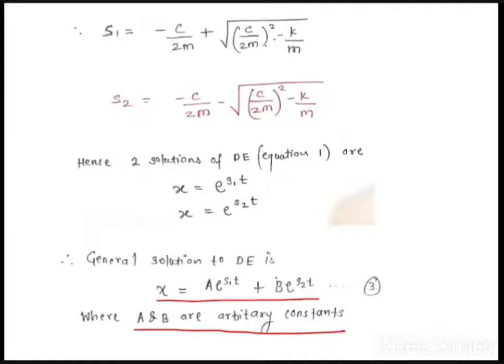Already we have found s1 and s2. Our next step is to find A and B, the arbitrary constants. That we have seen.